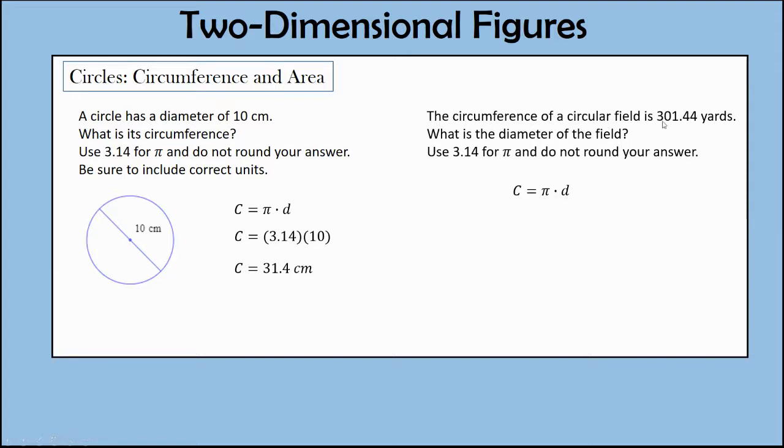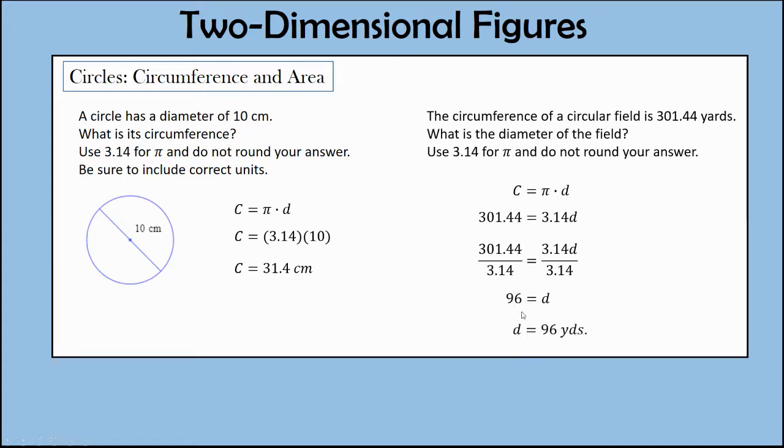Again, I'm going to substitute in what we know. We know circumference in this case is 301.44, and we know we're supposed to use 3.14 for pi. We're trying to find diameter, so I just want to solve this for d. All right, so we'll divide each side by 3.14. That will cancel out the 3.14 that's being multiplied by d and leave me with just d. And I get d equals 96.